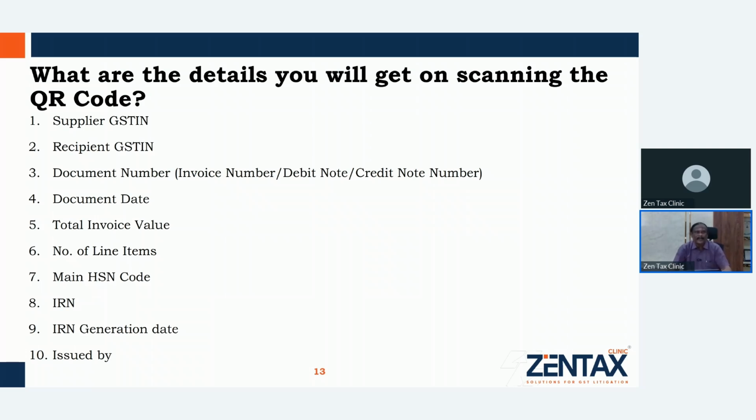When you scan the QR code, in a beautifully tabulated form you get these details: supplier GST, recipient GST, then document number, say invoice number, debit note or anything, then date, invoice value, number of line items, HSN code, invoice reference, and then invoice generation date. All these details you get when you scan the QR code.